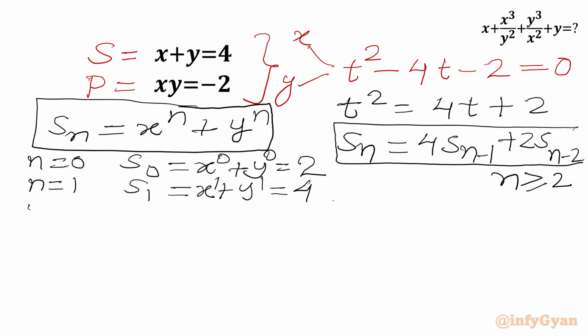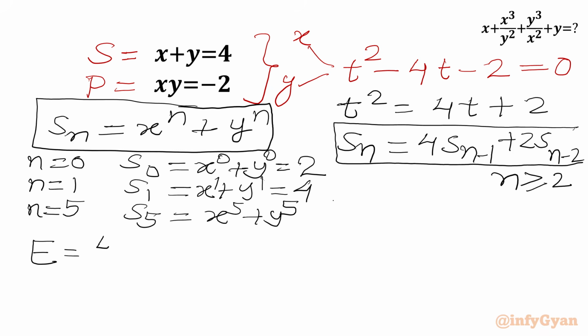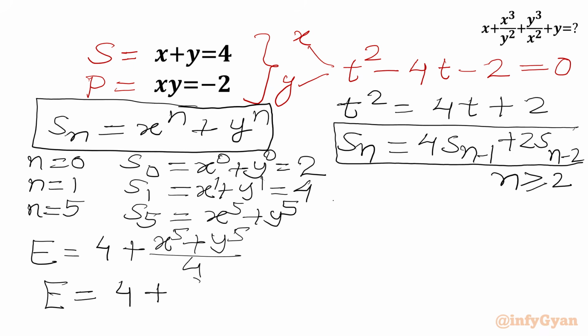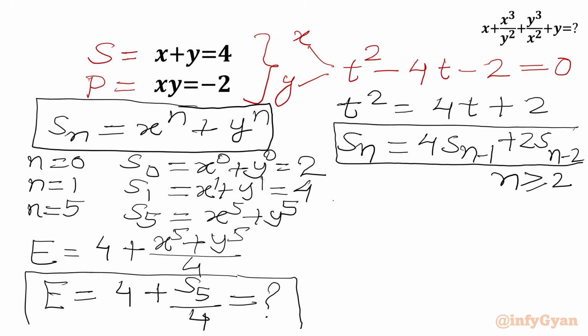In the same way if I put n equal to 5, we are going to get S5, which will be equal to x power 5 plus y power 5. Now we will write our required expression in terms of S5. It was 4 plus x power 5 plus y power 5 over 4. So the required expression E can be written in terms of S5 as 4 plus S5 over 4. So we have to find S5 from here.